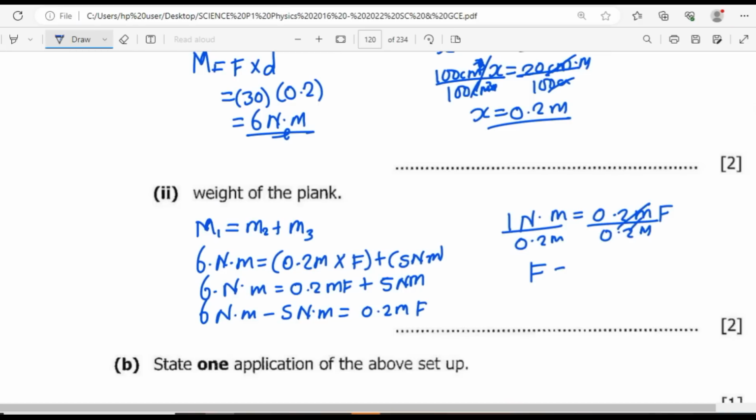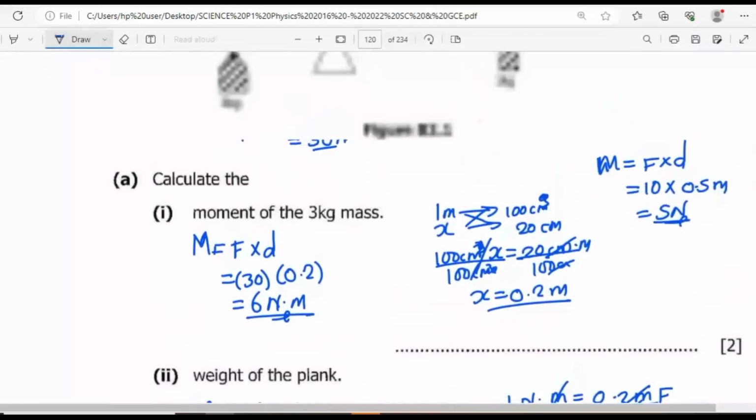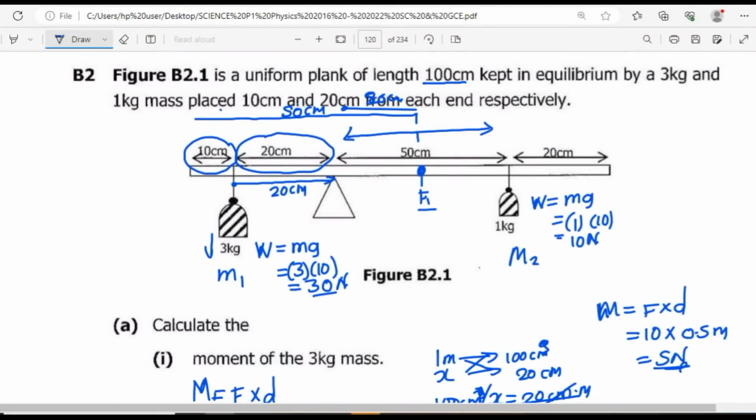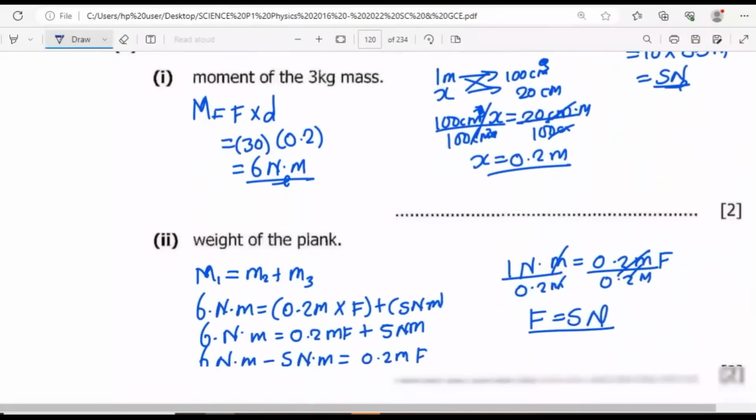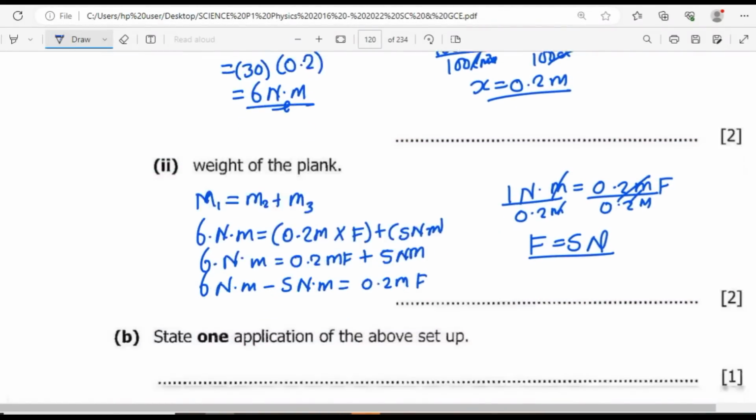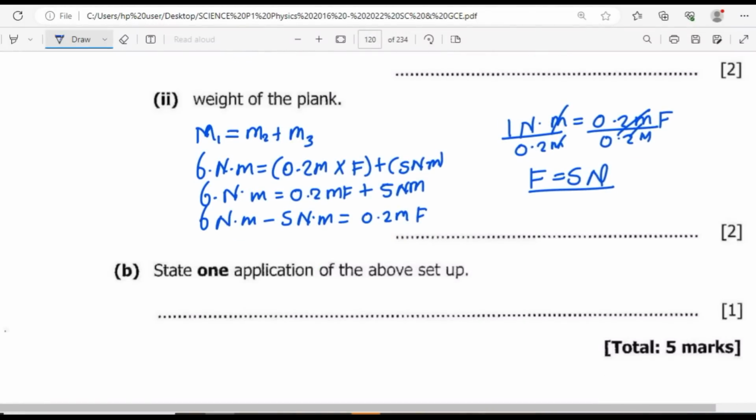So F is equal to 1 divided by 0.2, I'm getting 5 newtons. So this was the force that was applied by this meter rule, which is the plank. So that is the answer here. Then state one application of the above setup. It is used in a seesaw.